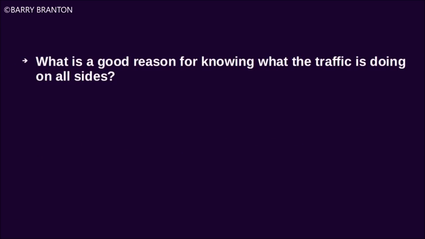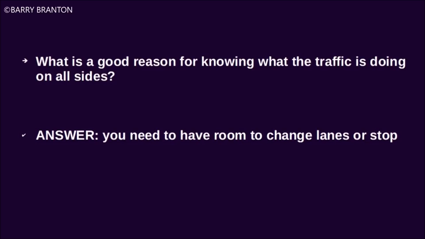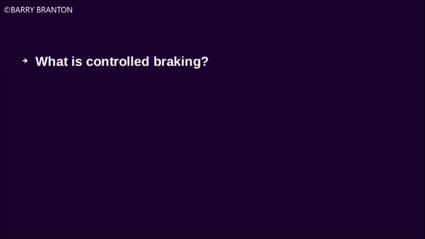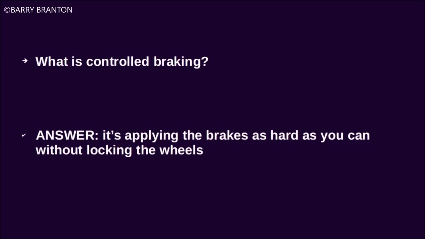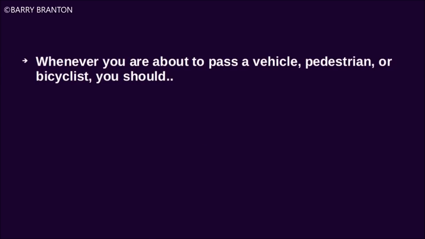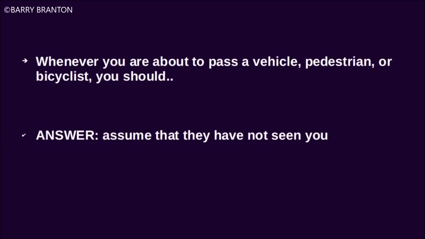What is a good reason for knowing what the traffic is doing on all sides? You need to have room to change lanes or stop. What is controlled braking? It's applying the brakes as hard as you can without locking the wheels. Whenever you are about to pass a vehicle, pedestrian, or cyclist, you should assume that they have not seen you.